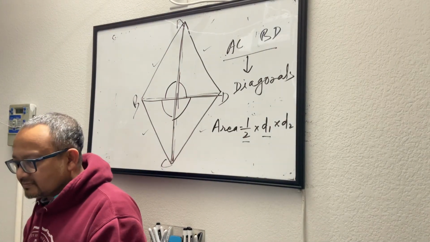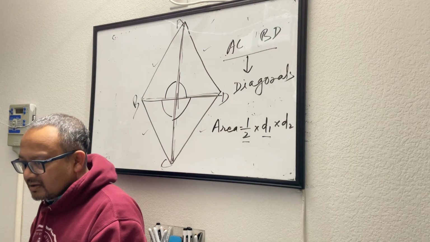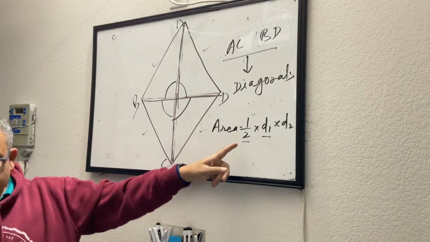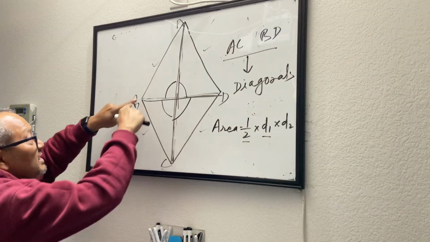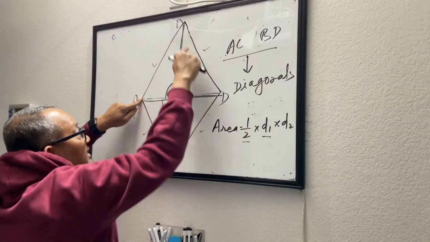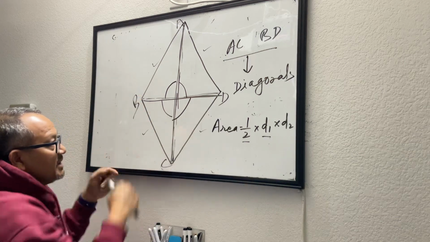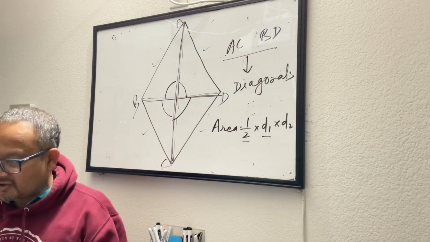So if we do perimeter, we do a half plus diagonal 1 plus diagonal 2. This is not perimeter, this is area. Perimeter is much simpler thing to do. Perimeter is nothing but the length of the boundary. So you'll add this and this. And again, in rhombus, all the 4 sides are same. So 4 times the side will be the perimeter of a rhombus. Okay?